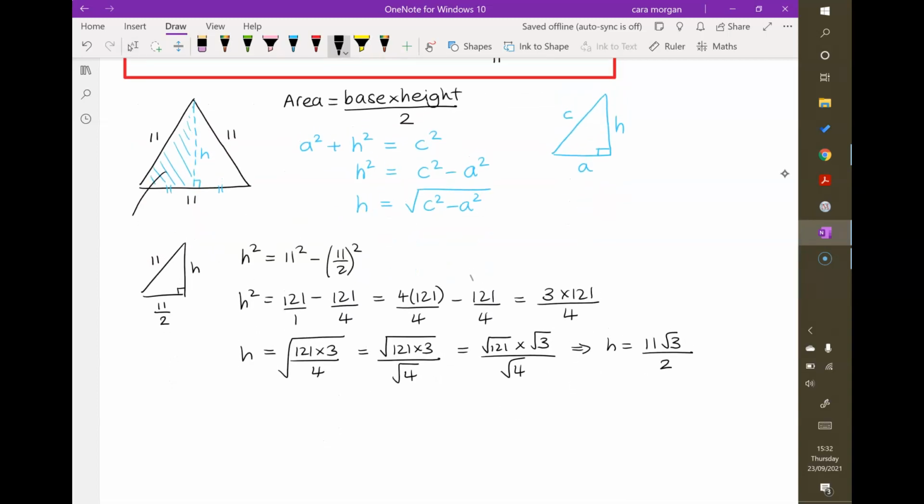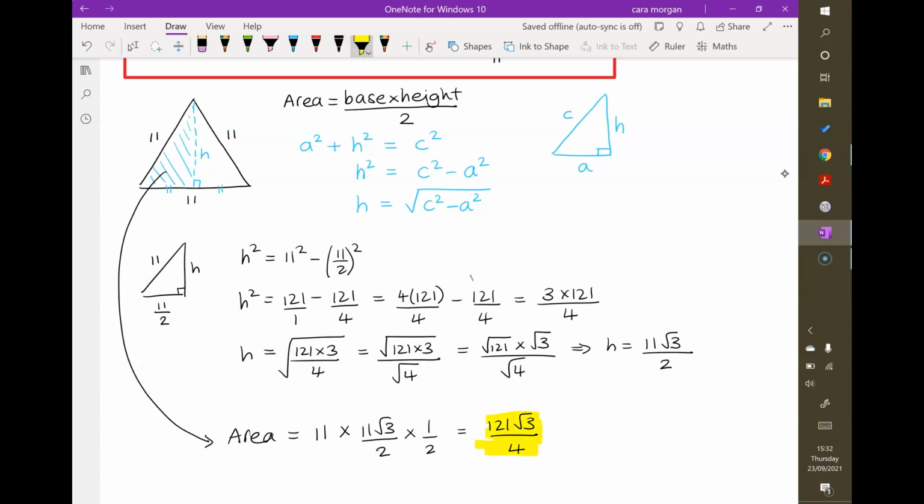Now, remembering that it's that big equilateral triangle that I want to find the area of, and I've got the base times by its height, all divided by 2, or I can multiply by a half, it has the same effect. I'm going to get 121 root 3 over 4. That is going to be very useful. So that's that biggest triangle there. Okay, so I'm going to label that as the area of my big triangle.